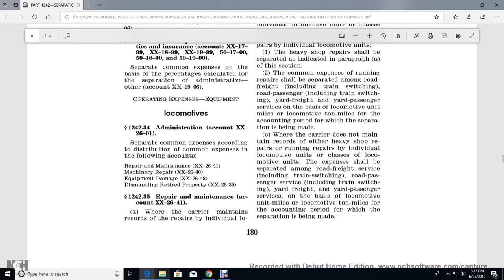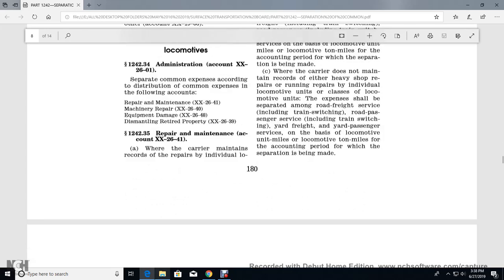Where the carrier does not maintain the records of either the heavy shop repairs or the running repairs of the individual locomotive class or locomotive unit, the expense shall be separated among road freight services, including train switching, road passenger service, including train switching, yard freight, and yard passenger service, on the basis of locomotive unit miles and locomotive ton miles for the accounting period for which the separation is being made.